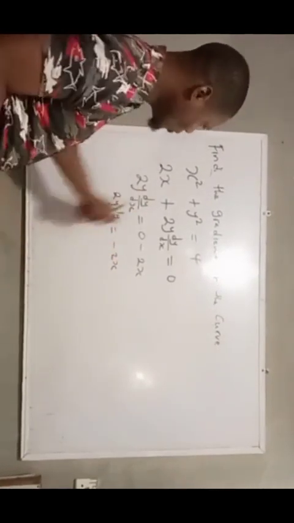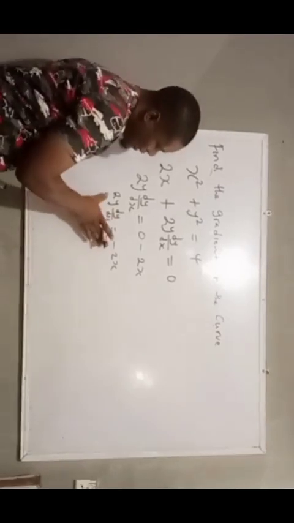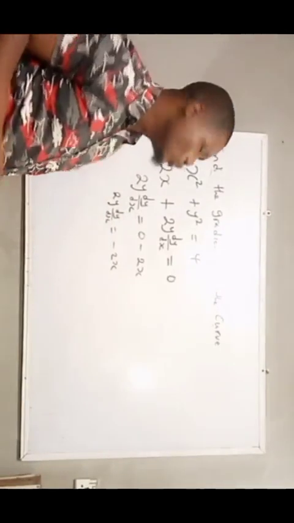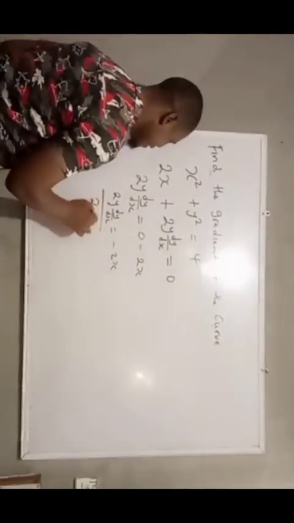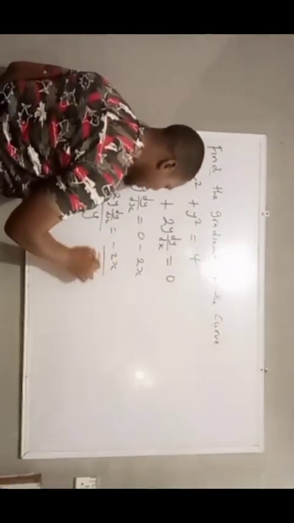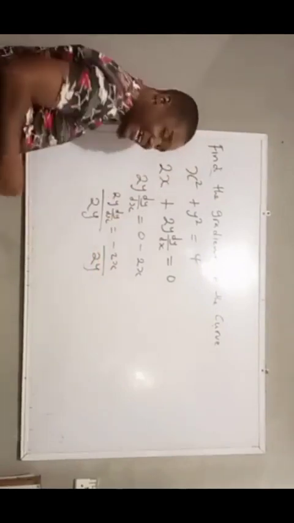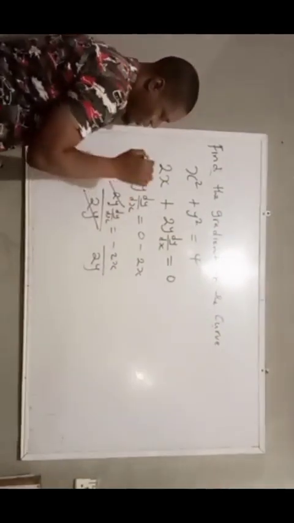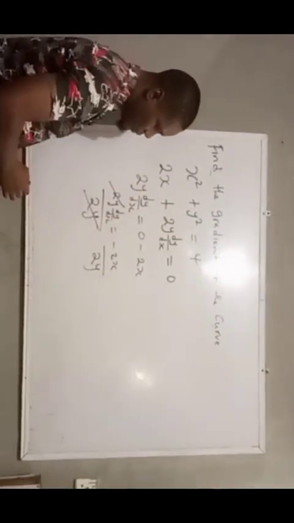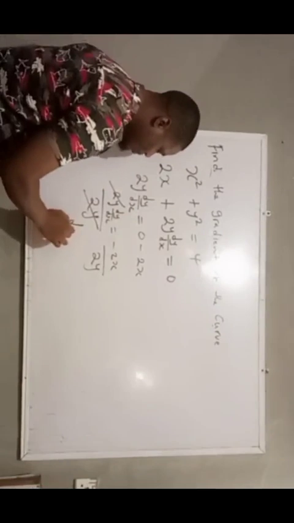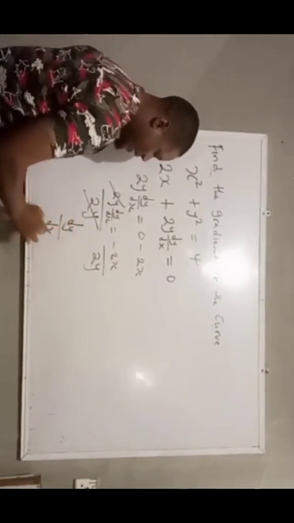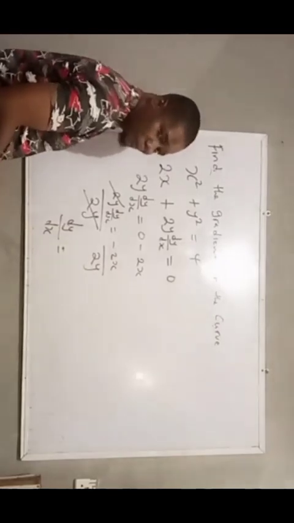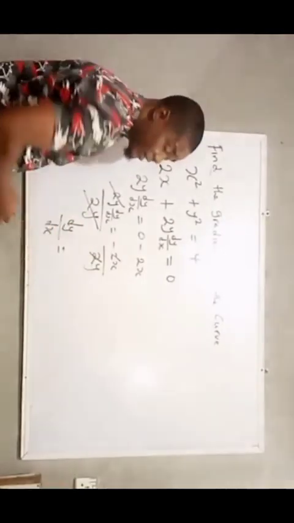Once you successfully arrange properly, what you need to do is just to divide both sides by the coefficient of the dy dx. So the coefficient will cancel. 2y divided by 2y is gone. So I'm now left with my gradient formula, which is dy dx is equal to minus 2x over 2y. Of course, you observe it carefully. What's common here? These two can cancel.